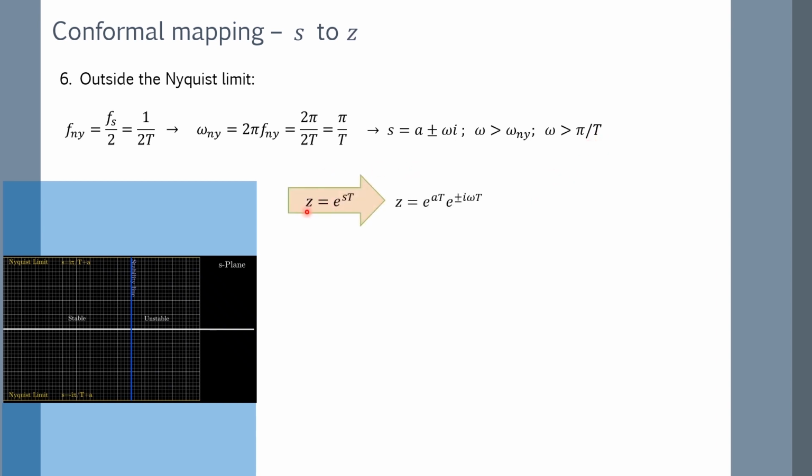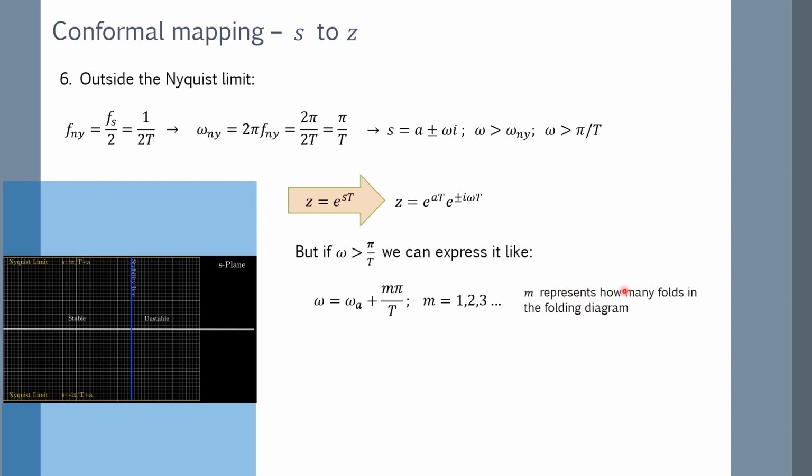So now if we look at the z transform, we get z equals e to the aT, e to the plus or minus i omega T. But now omega is always greater than pi over T, which means that we can express omega as some number plus m pi over T. You can always have it as a remainder of the division of omega by pi over T, which is omega a, and then some integer times pi over T. In a sense, this is doing a mod operator, if you will, where m is how many folds we get in the folding diagram, it turns out.